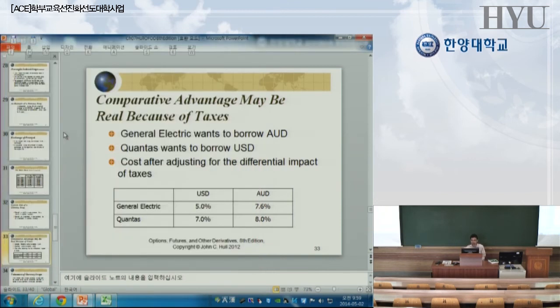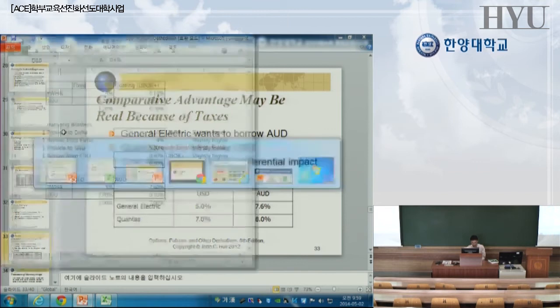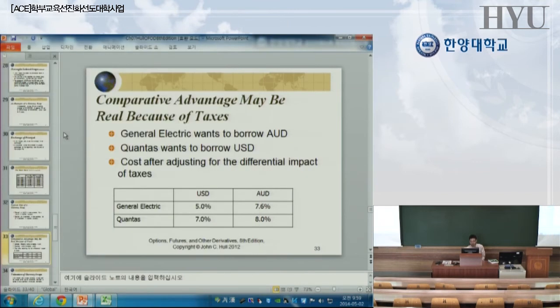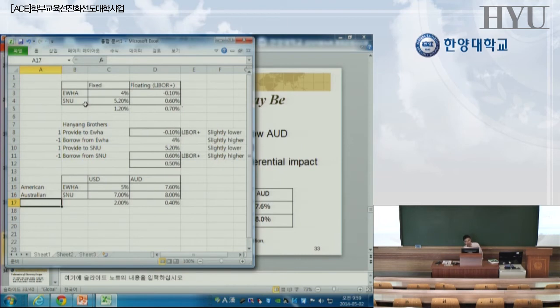And now USD AUD. 5%, 7%. Okay, it is exactly the same, a very comparable example. Again, suppose there are two firms, EYU and SNU, and let's say EYU is an American company, SNU is an Australian company.